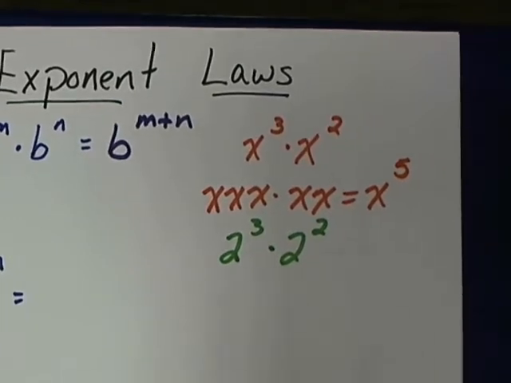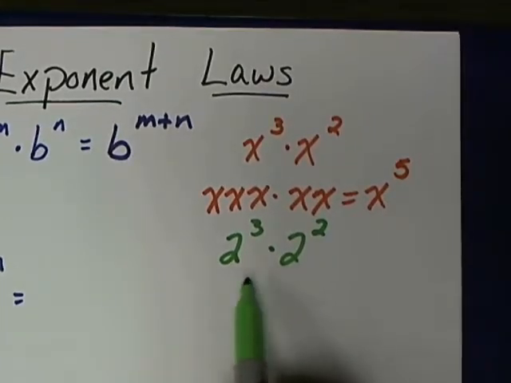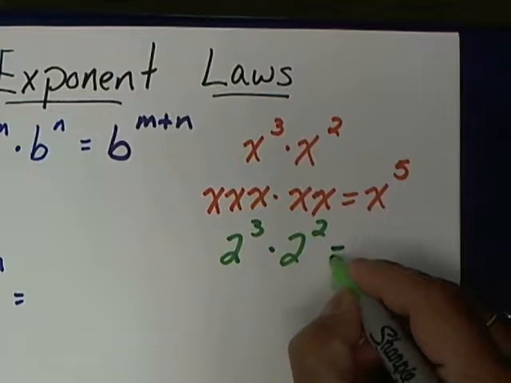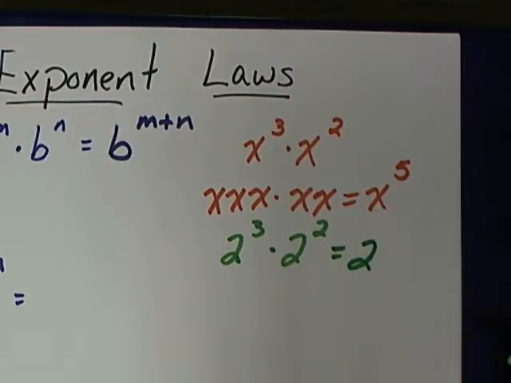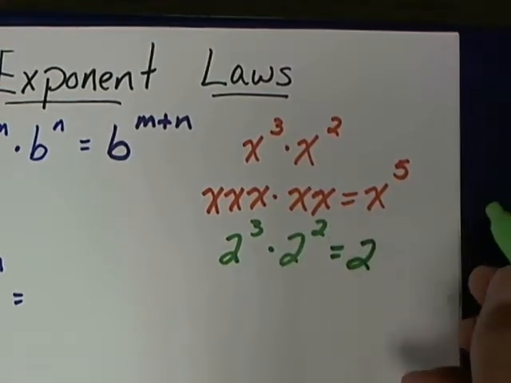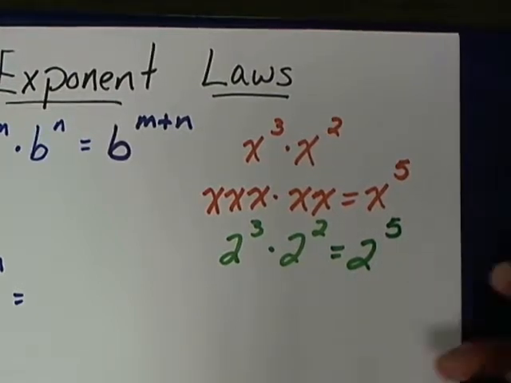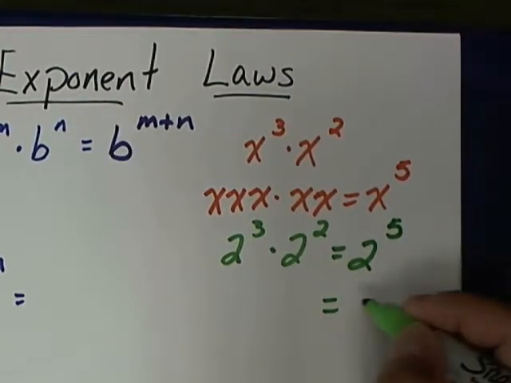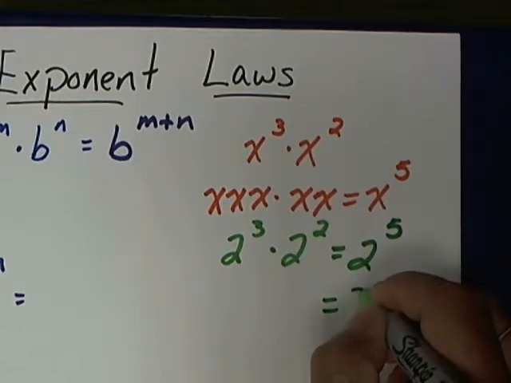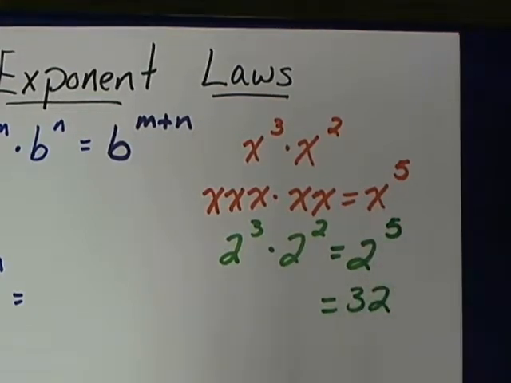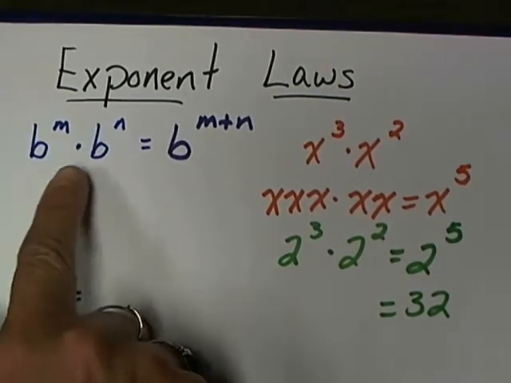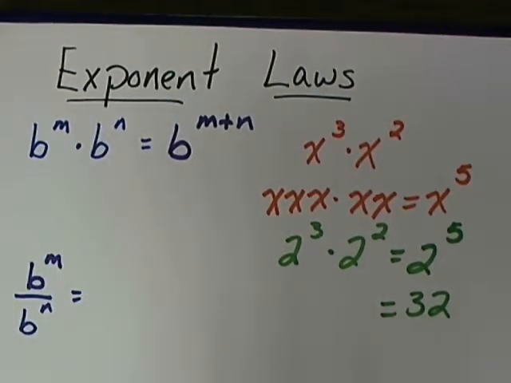So the same thing goes here. We are multiplying like base numbers. The big number is the base number, that's the 2, so the base number does not change. We simply add the exponents, 3 plus 2, to get 5. And in this case, you would then expand that out to find that 2 to the 5th is 32. So that's the one law that says when multiplying like base numbers, you add the exponents.